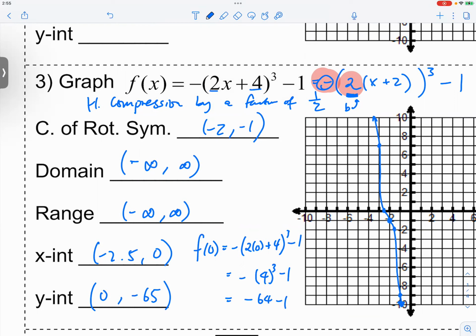So, and then when you find your y-intercept, you should also assess the validity of it. So it says -65. Does it make sense? I would say it makes a good amount of sense because the graph is going all the way down, so it should be something more towards negative.